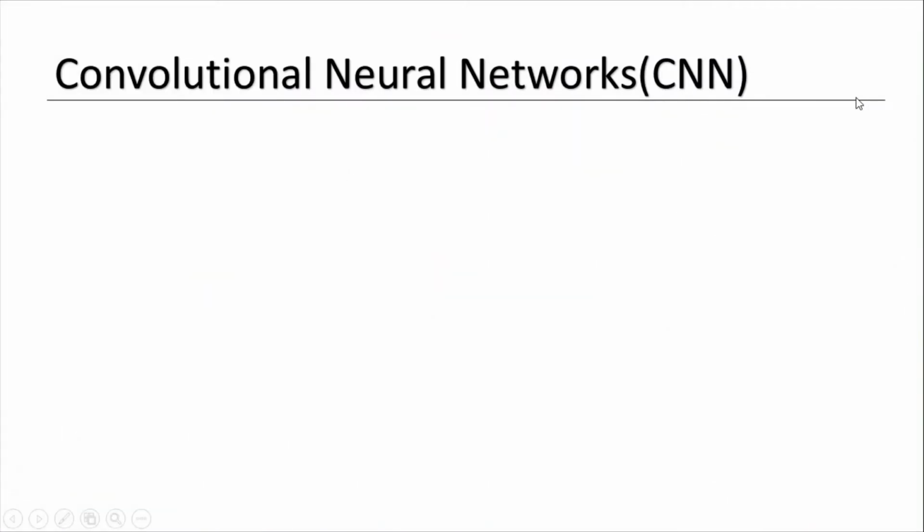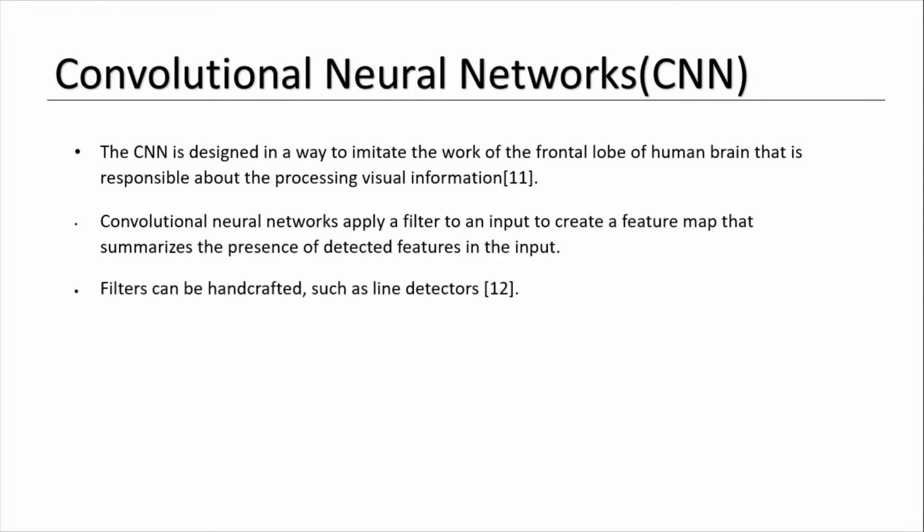Moving to the higher level vision, convolutional neural networks. The CNN is designed in a way to imitate the work of the frontal lobe of the human brain that is responsible for the processing of visual information. Convolutional neural networks apply a filter to an input to create a feature map that summarizes the presence of detected features in the input. Filters can be handcrafted such as a line detector, but the innovation of the convolutional neural networks is to learn the filters during training in the context of a specific prediction problem.